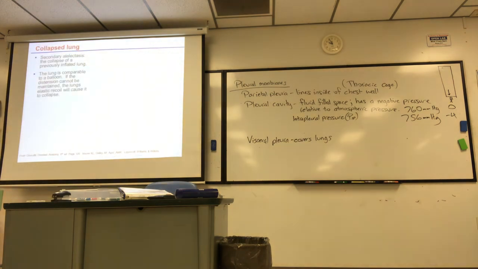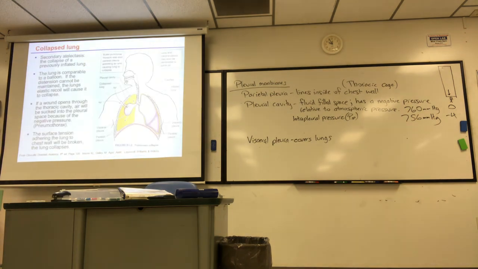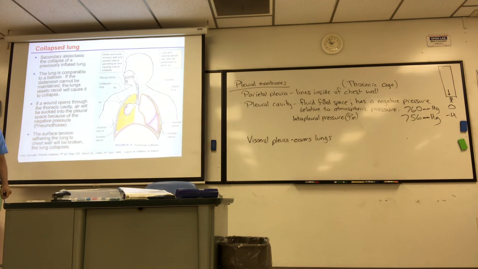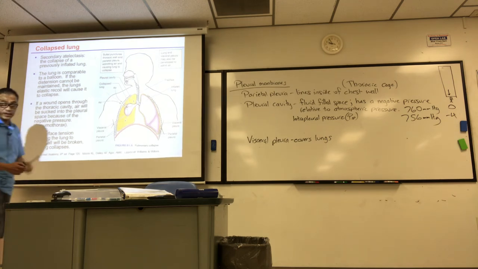On this slide, if you rupture that seal in the pleural cavity, say bullet wound, knife wound, and air is introduced, you're going to fill that vacuum, and then you break the seal, and there's nothing keeping the lung wall stuck to the chest wall. So they call that secondary atelectasis. Fancy words for saying collapsed lung.